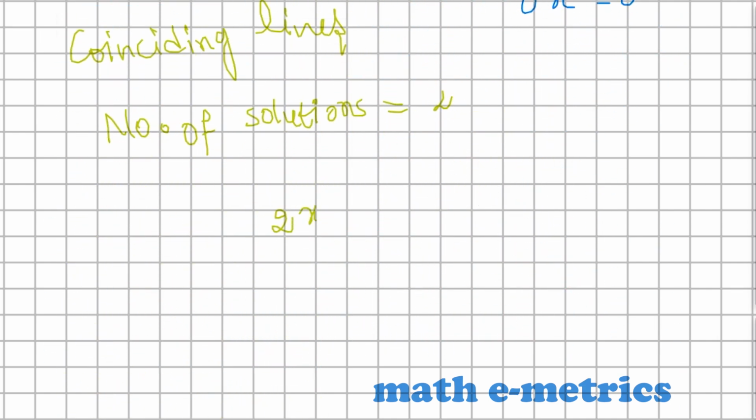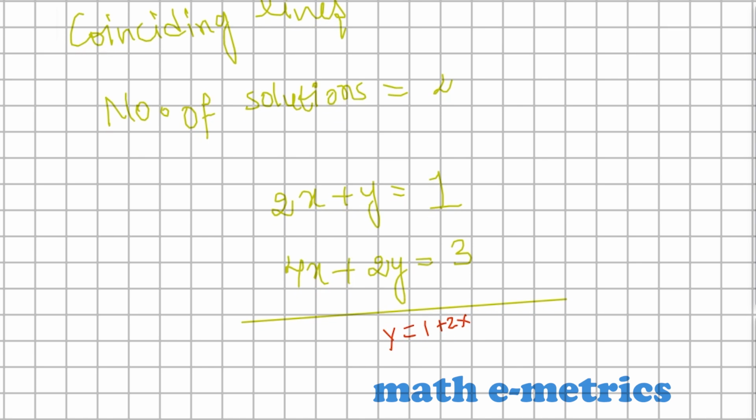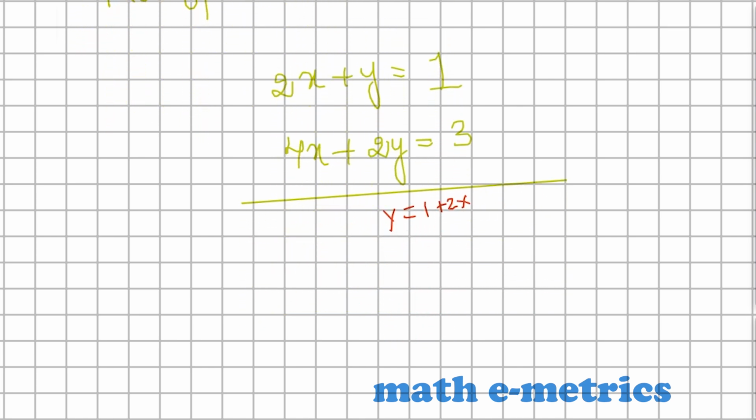Let's take a different example. 2x plus y is equal to 1 and 4x plus 2y is equal to 3. Try to solve this. Using the substitution method, we can say y equals 1 minus 2x, sorry, not 1 plus 2x, 1 minus 2x.